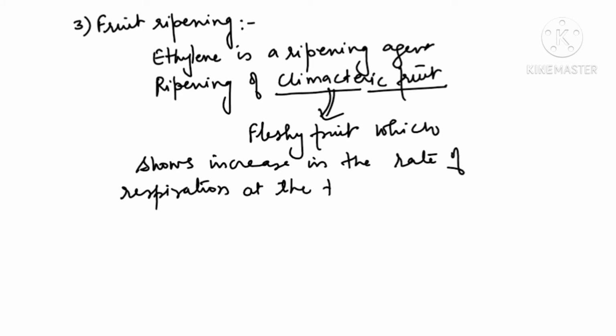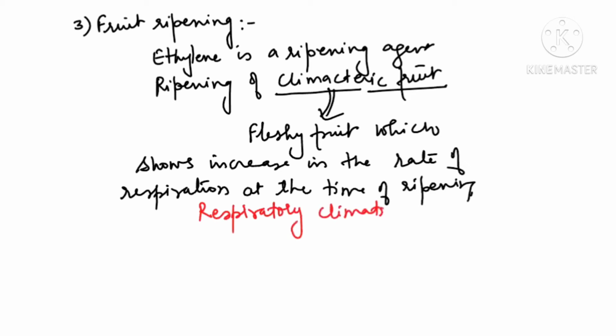Okay, so such an effect, this increase in the rate of respiration, is also known as respiratory climacteric. This is again a very important question area. Respiratory climacteric means increase in the rate of respiration at the time of ripening. So this is a very important function.